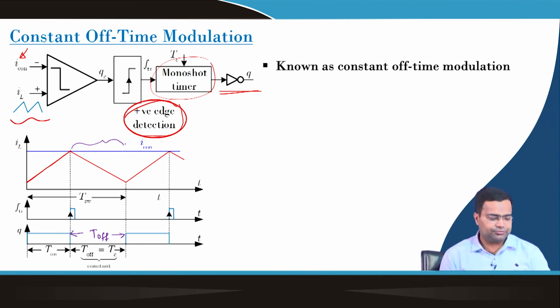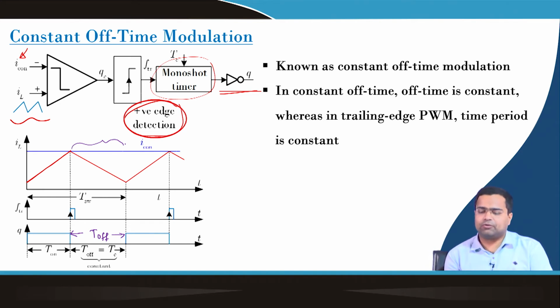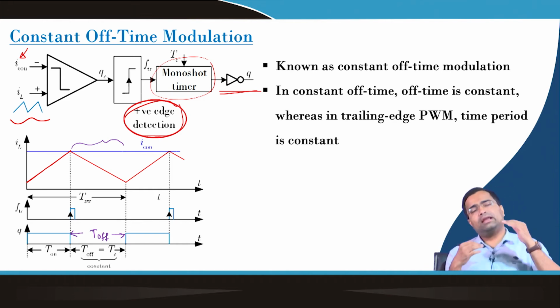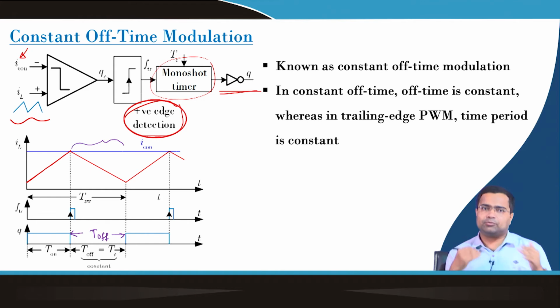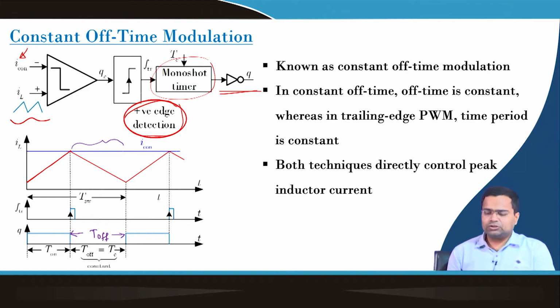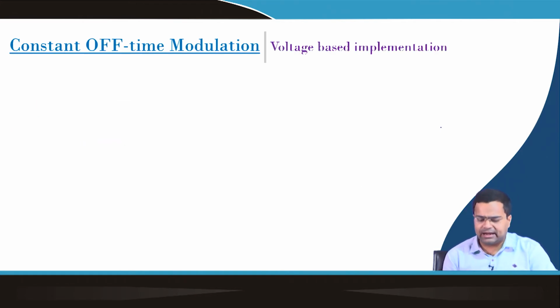the process continues. So, the off time is constant, whereas compared to trailing edge PWM, where the time period is constant, here the time period is variable, but it uses a similar analogy of peak current mode control. So, both techniques directly control the peak current.